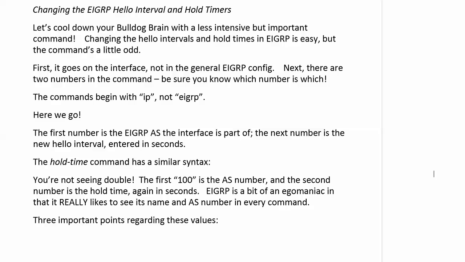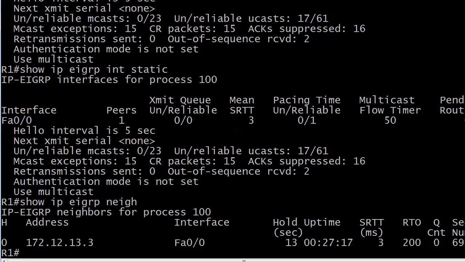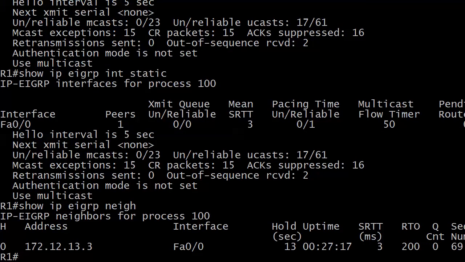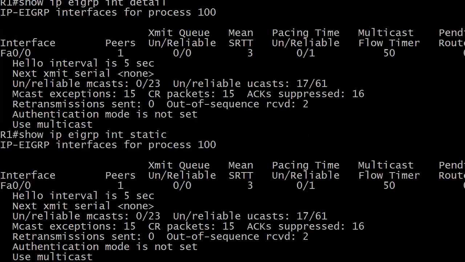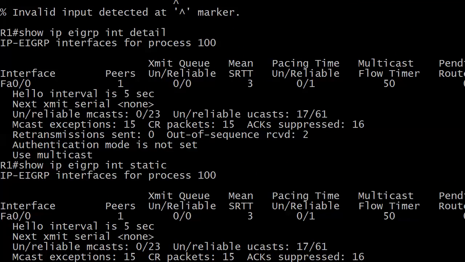I want to show you a couple of show commands before we really kick in here. On this particular rack, which is a different rack, the only thing I've got here is a quick adjacency over a fast Ethernet segment between routers 1 and 3. It's been up for 27 minutes, 17 seconds, as you can see, and that's really it. And I ran a couple of commands here, show IP EIGRP interface detail and show IP EIGRP interface static. Right now they look pretty much the same because we have a very simple network.